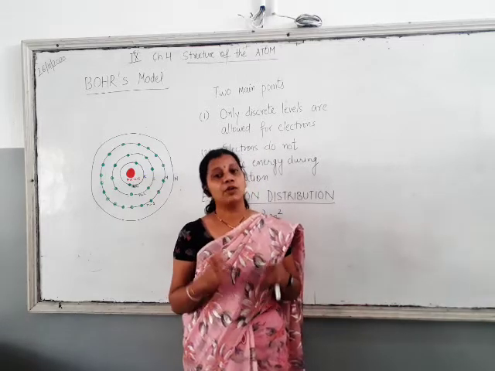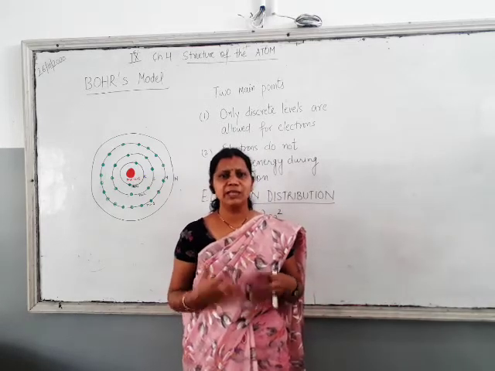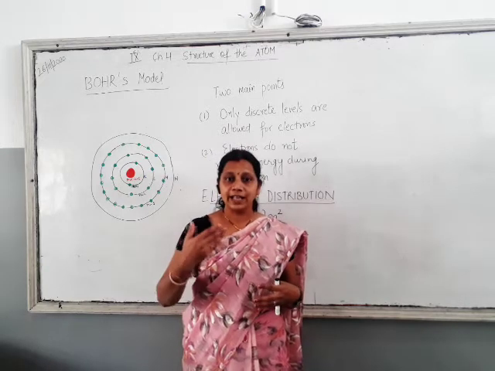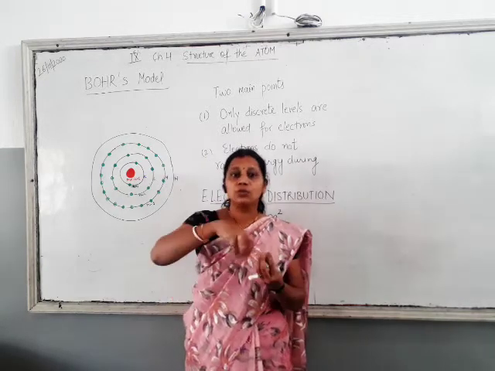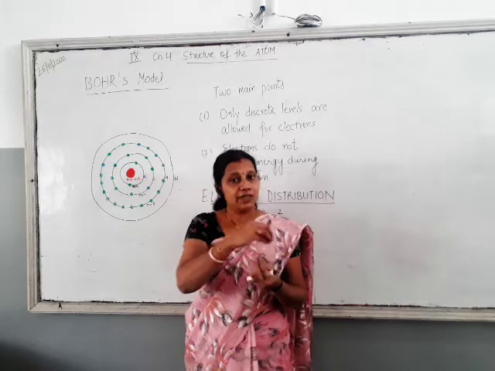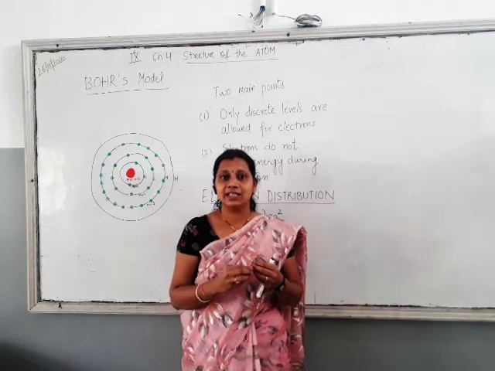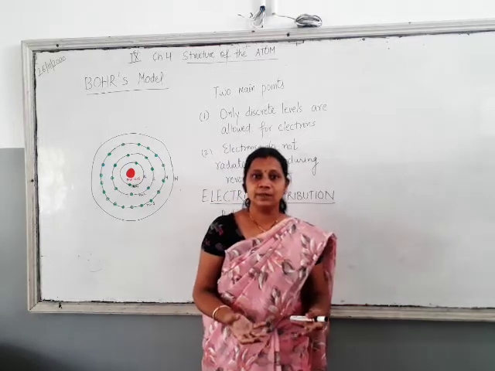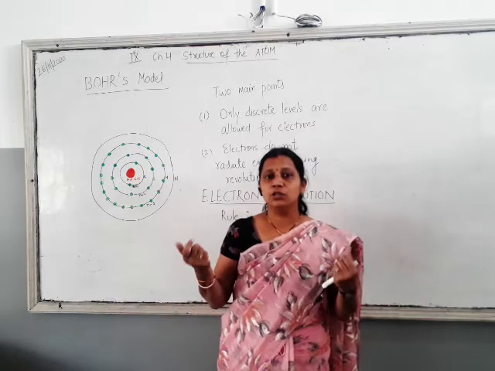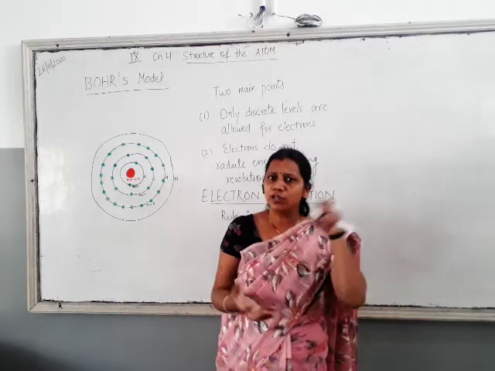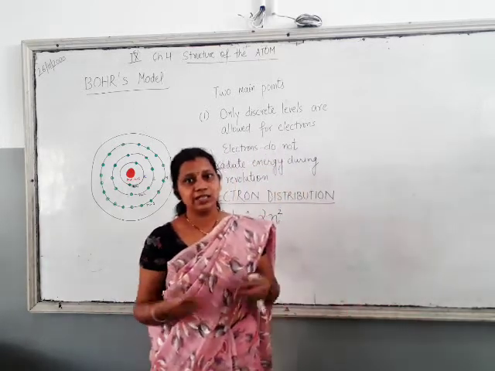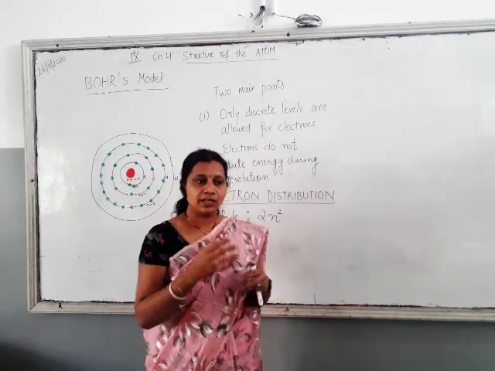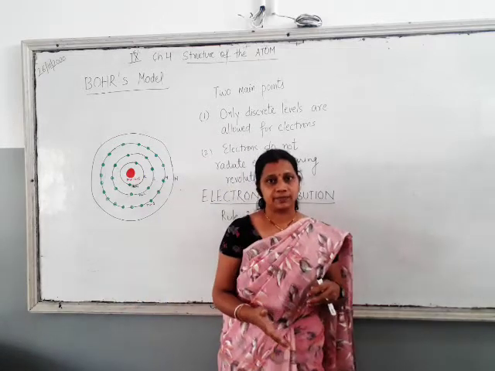One of the drawbacks of the Rutherford model was he was not able to explain why the electrons which were revolving around the nucleus, if they are revolving, that means they are accelerating, that means they should radiate energy. So after a certain time they should lose their whole energy, they should fall into the atom. But such a thing doesn't happen. So he was not able to explain this.